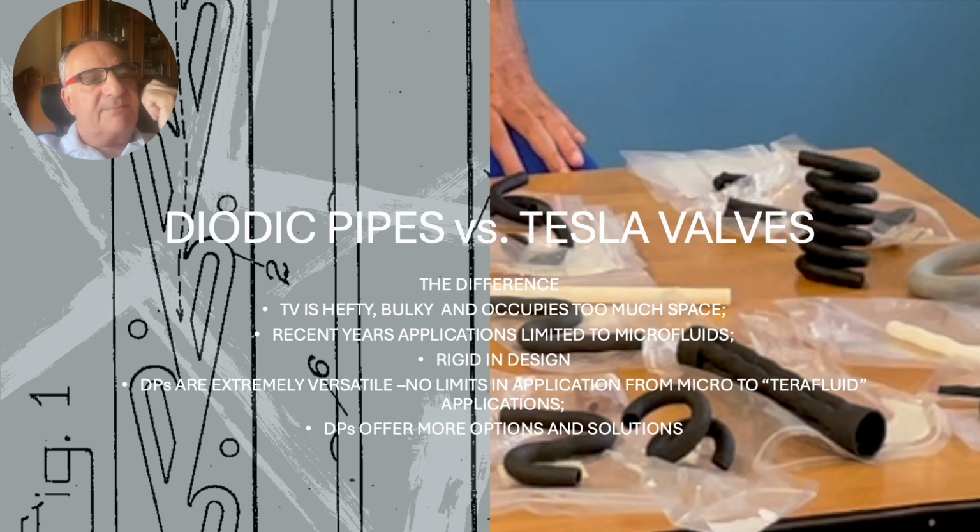Diodic pipes, instead, are extremely versatile. There are no limits in application, from microfluid to terafluid applications, as we'll see later on. Diodic pipes also offer more options and more solutions. As you can see, we have different profiles, and it's easy to insert them in any kind of hydraulic system.